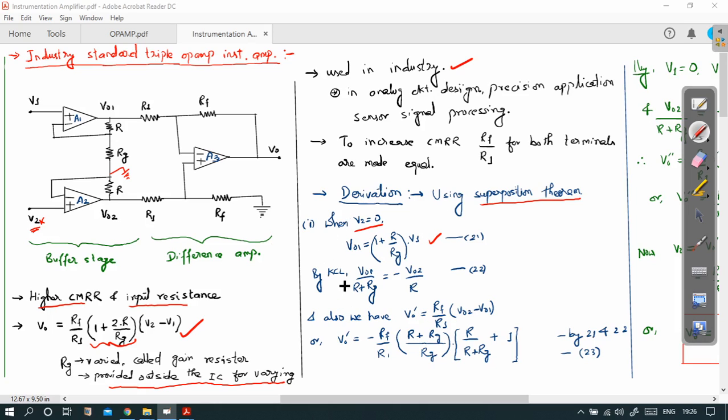By KCL, can we write that VO1 by R plus Rg equals minus VO2 by R, minus VO2 by R. When you apply KCL at this node, we apply KCL at this node. Just a minute, just a second.